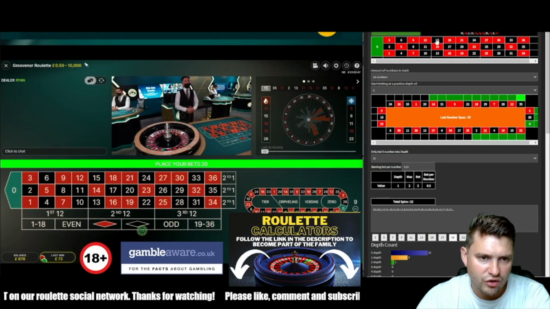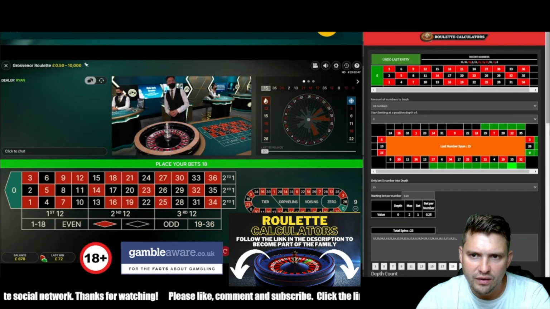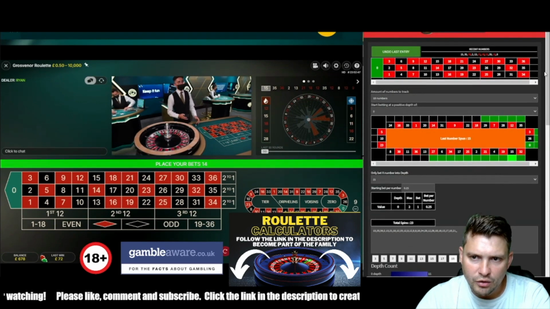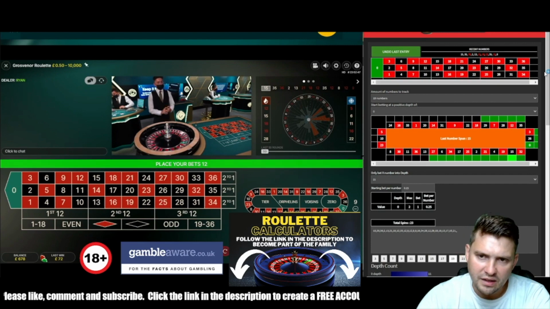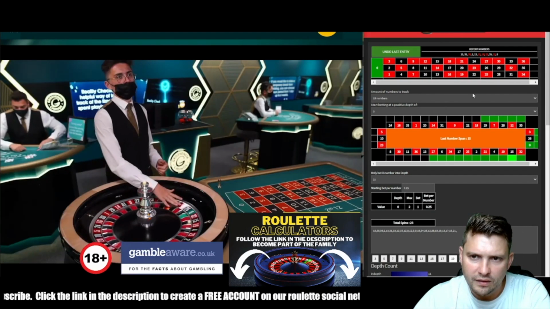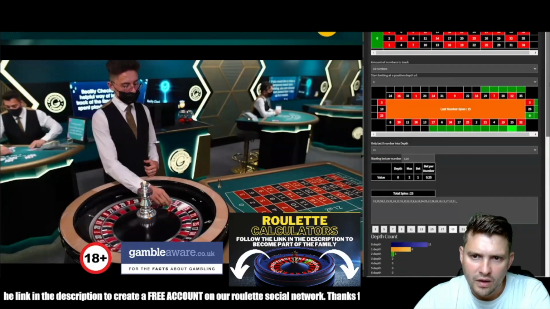He's up at £678 now. So now he's at his depth of 0 again. I'm not sure if he's just going to sit out and watch this, see if he gets another highlighted hit. Looks like he is.